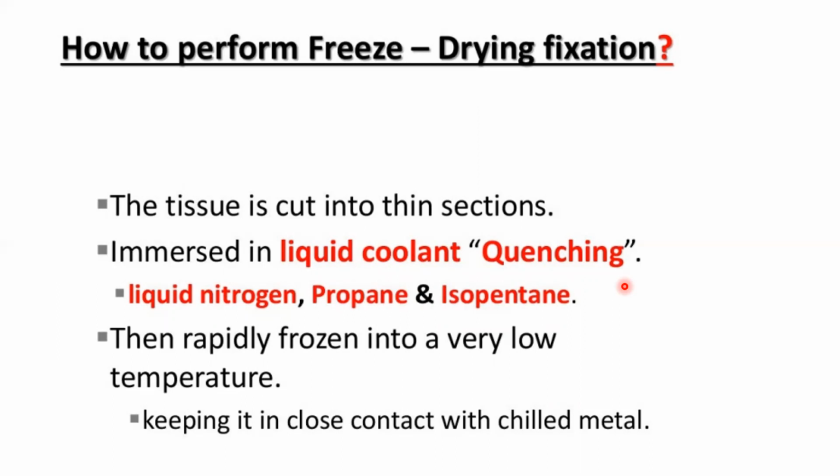In order to liquefy nitrogen, propane or isopentane, we need very low temperatures. Only at very low temperatures will these three components be in their liquid state. So by subjecting the tissue to these cryo substances, it will freeze instantaneously. And this frozen block can be used for obtaining sections, and these sections can be subjected to further staining. So this is the idea of freeze drying.